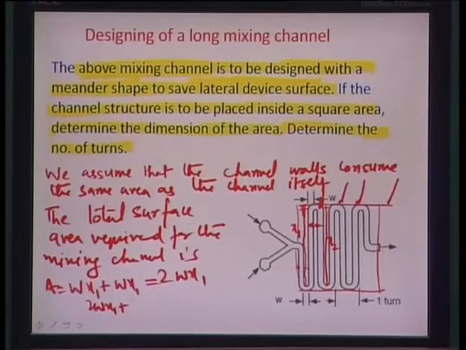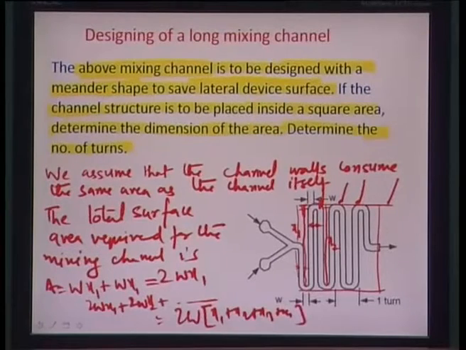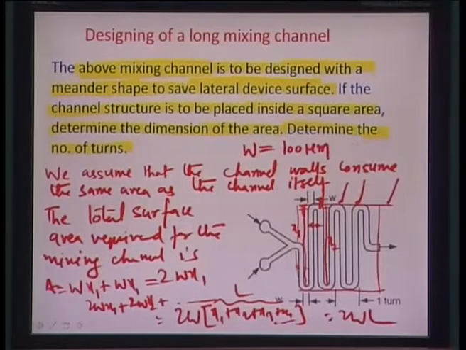Let us say they are all different lengths, plus twice WX2, plus twice WX3, and so on. So 2W can be taken common, and then this is X1 plus X2 plus X3 plus X4, and so on, which can be taken as the total length of the channel L. So the total area that the channel would need is 2WL. As we know here, the W, the width of the channel, is given as 100 micrometers, and the length we found out from the earlier equation was 198 mm for the diffusion time to be smaller than or equal to the residence time.